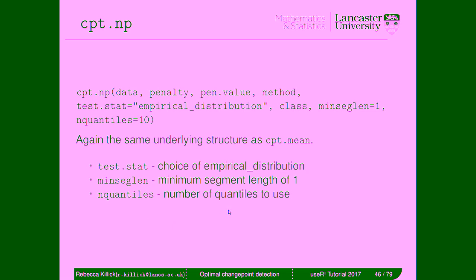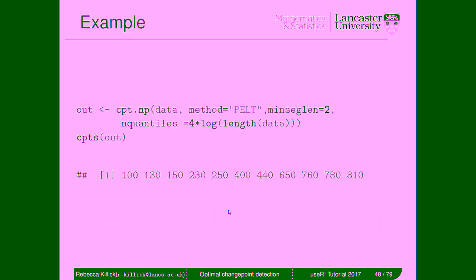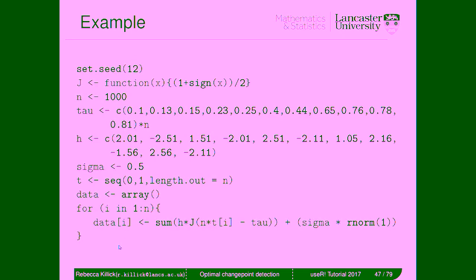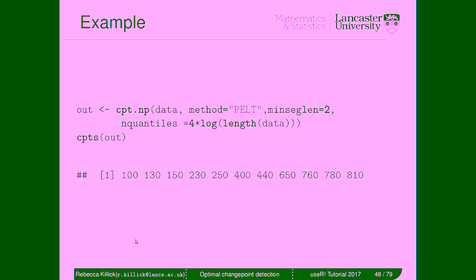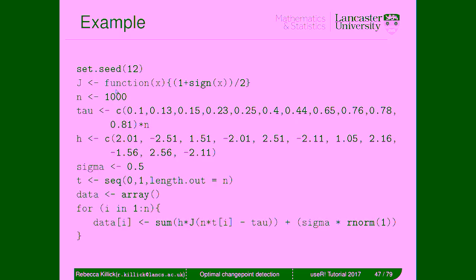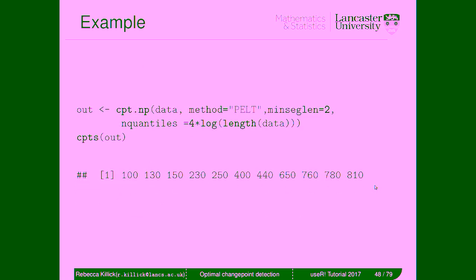Okay. So that's the cpt.np function. Just as an example, there's some code here that will generate a non-parametric change in distribution. I still have some normal errors on there, but ultimately the mean is definitely coming from a different distribution. If I look at this, I'm going to do n of 1,000, so here I should be getting changes at 100, 130, 150, etc. And this is what we're getting out here. So again, I'm just using cpt.np. I have to do method is PELT for this. I could do CROPS or not do CROPS, depending on what you want.